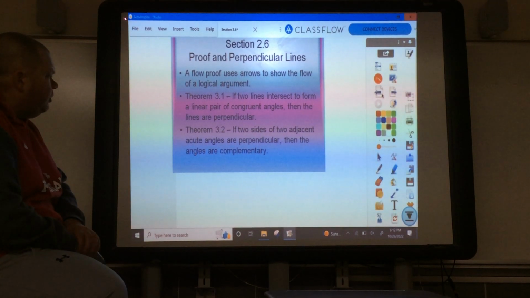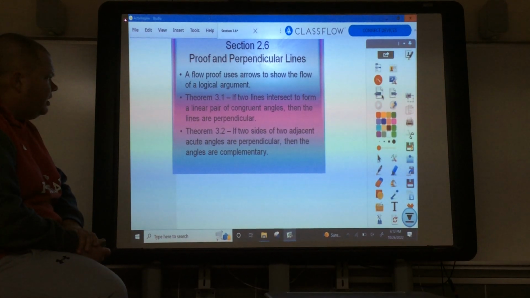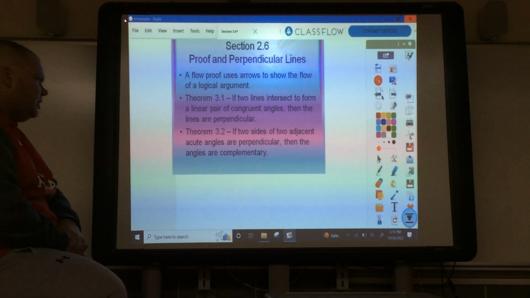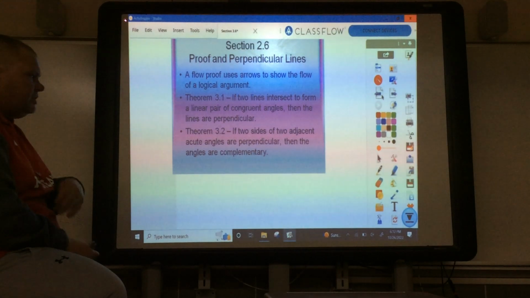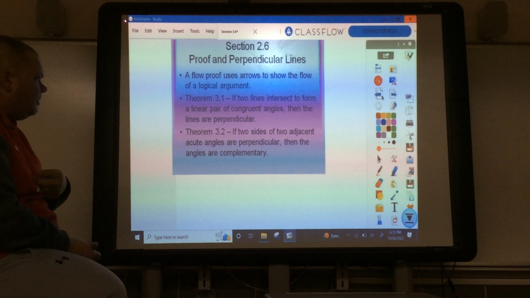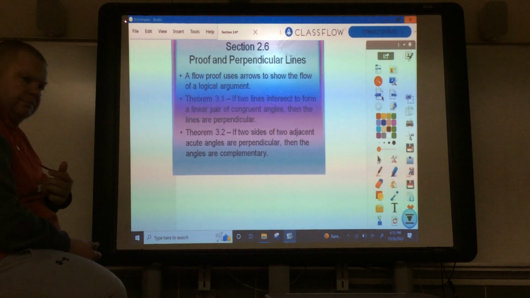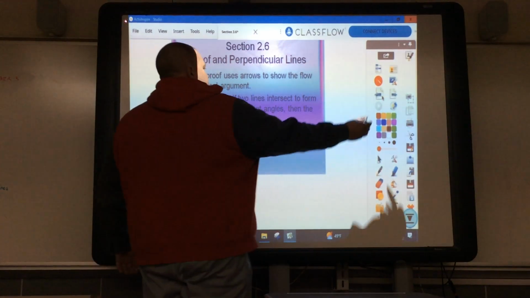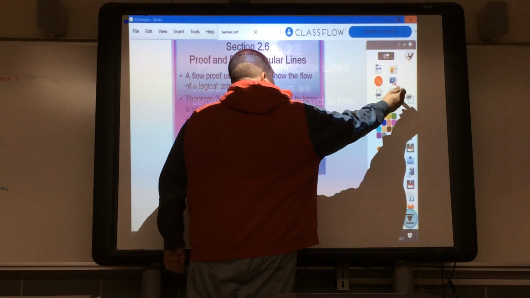Okay, theorem 3.1 says if two lines intersect to form a linear pair of congruent angles, then our lines are perpendicular. And theorem 3.2 says if two sides of two adjacent acute angles are perpendicular, your angles are complementary. We're going to take a look at some examples with each of those as we go through the process tonight. And the last one, theorem 3.3, is the right angle congruence theorem, I believe.